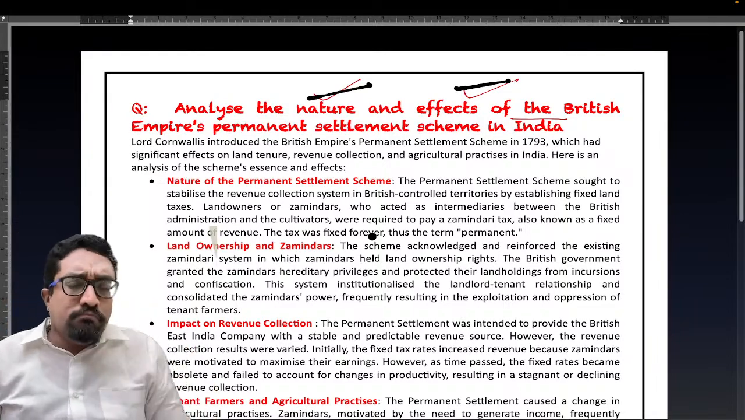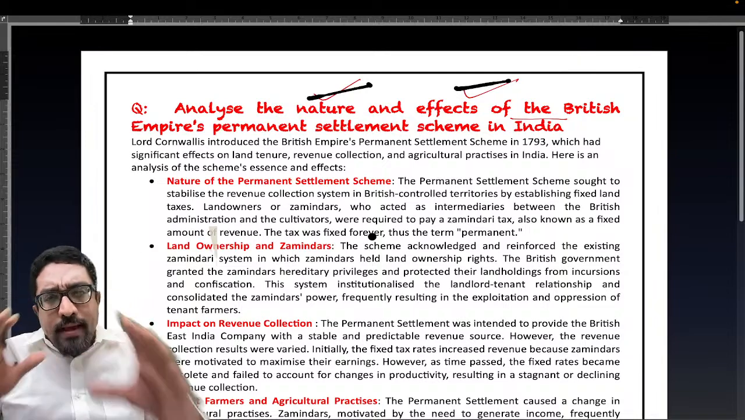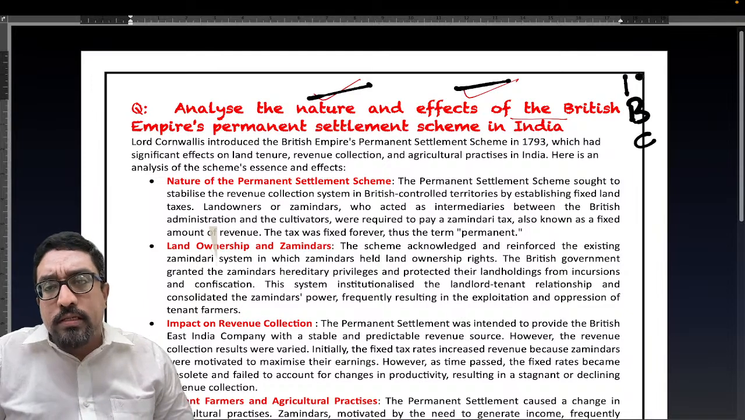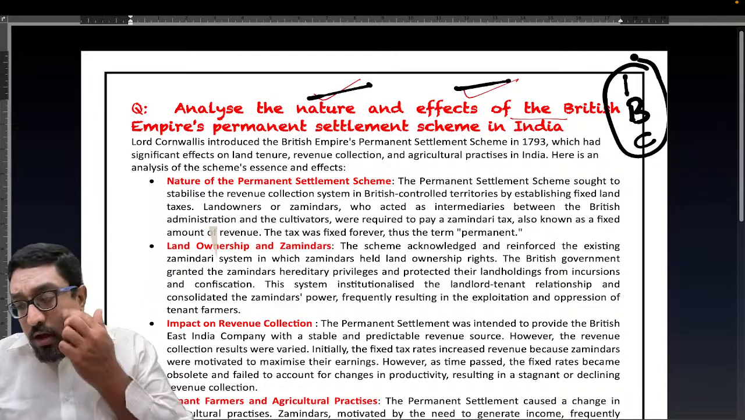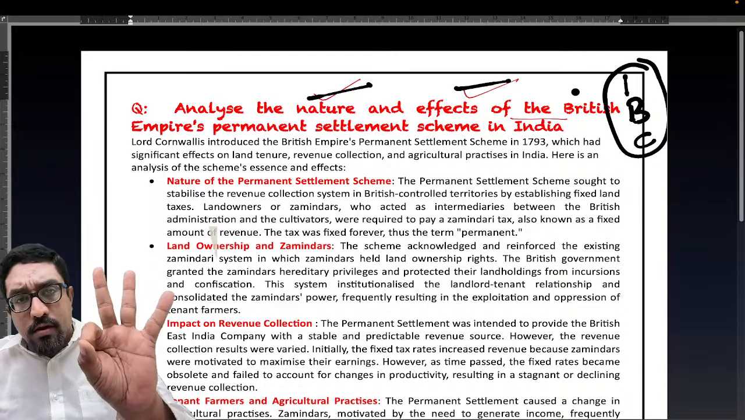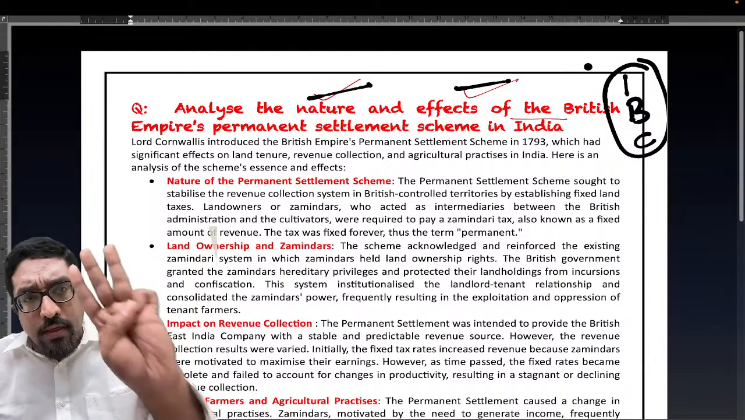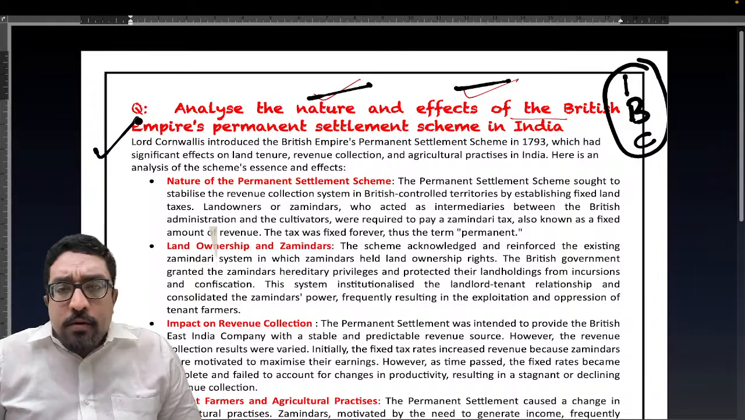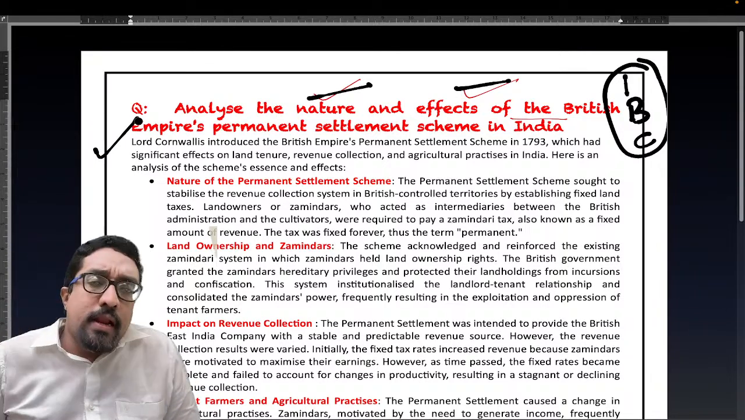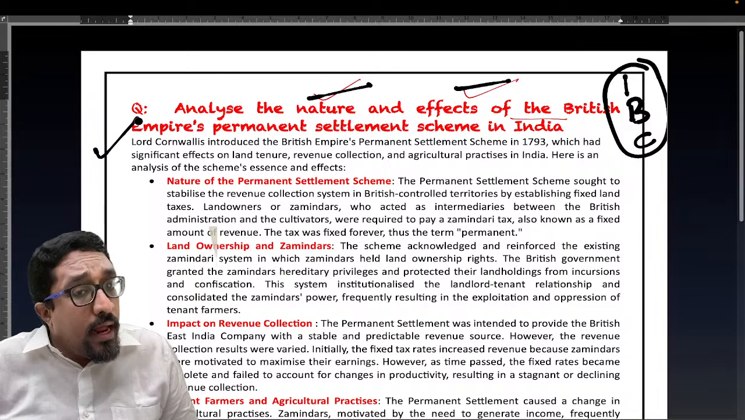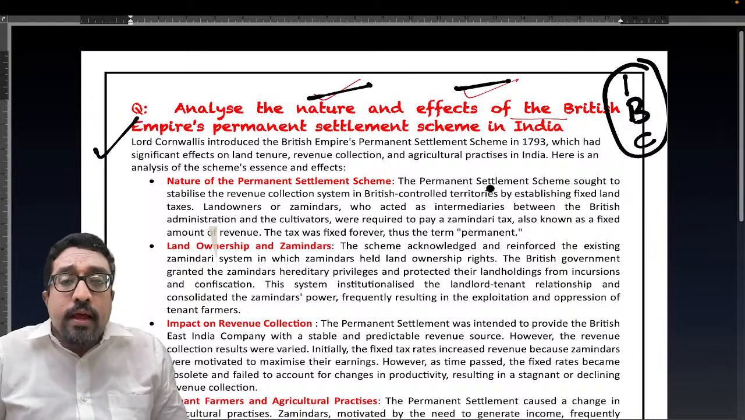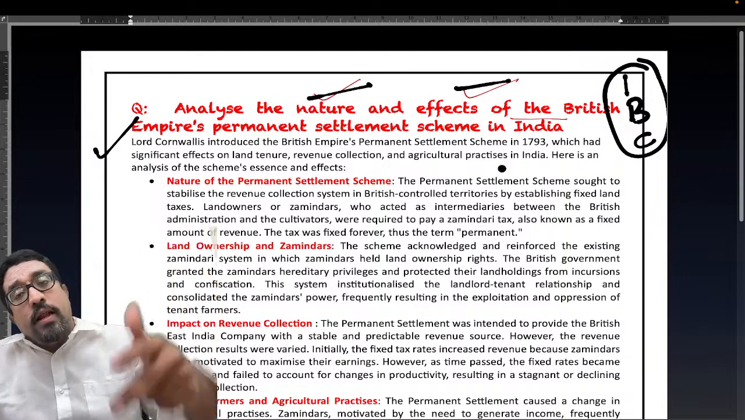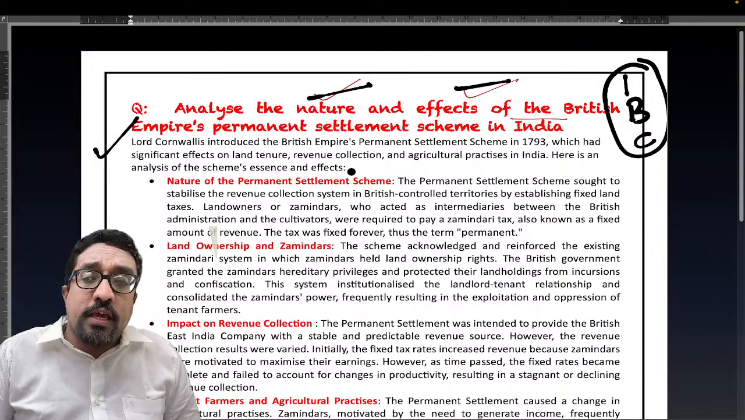Okay. Now, every mains answer has three parts: introduction, body, conclusion. These three must be there. Now, the introduction part. Lord Cornwallis introduced the permanent settlement in 1793, which had significant effects on land tenure, revenue collection, and agricultural practices. So it had effects on three parts: land tenure, revenue collection, and agricultural practices. Here is an analysis of the scheme's essence and effects.